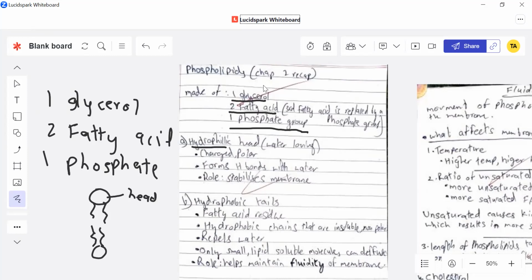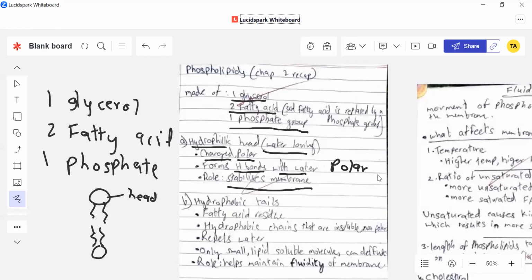Now, this is what we call the head of the phospholipid, and the head is hydrophilic. What do I mean by hydrophilic? Hydrophilic means it's water loving. Heads love water, and they are charged, they are polar, so they can form hydrogen bonds with water because water is polar. So these heads love to form bonds with water because both the head and the water are polar. And the role of phospholipid is that it stabilizes the membrane.